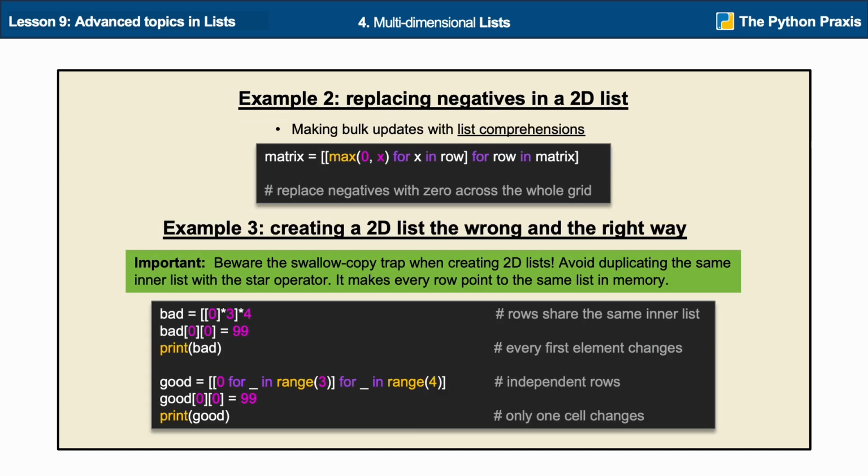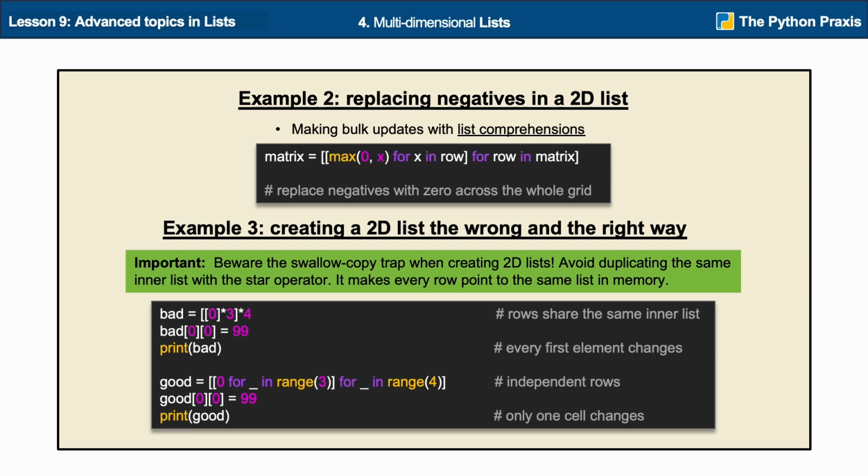There are many cases where we need to make bulk updates in a two-dimensional list. Python with list comprehension allows us to do these tasks easily and in an elegant way. In example 2, we are replacing negatives in a two-dimensional list. By putting the max function with argument 0 and each element from the two-dimensional list inside nested loops for all rows and columns, we replace all negatives with 0 across the whole grid. And this is accomplished with only one line of code.